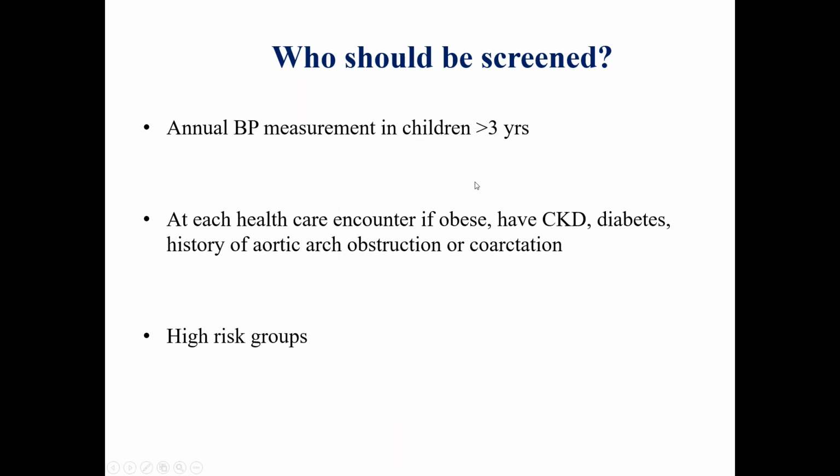Now, who should be screened for hypertension? Well, the guidelines recommend that all children above the age of 3 years should have at least one blood pressure measured during their pediatric evaluations.